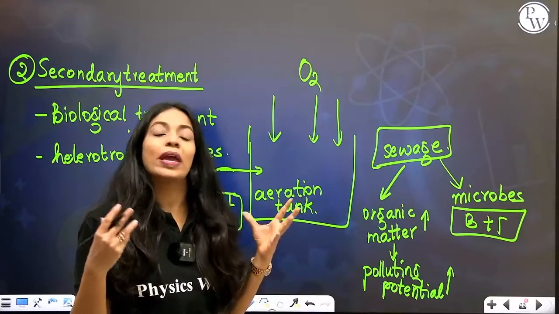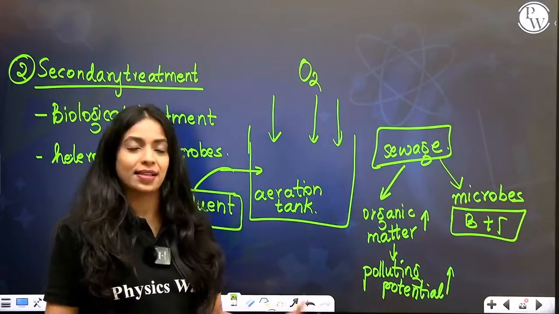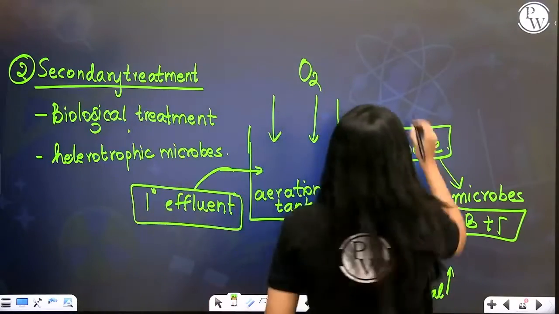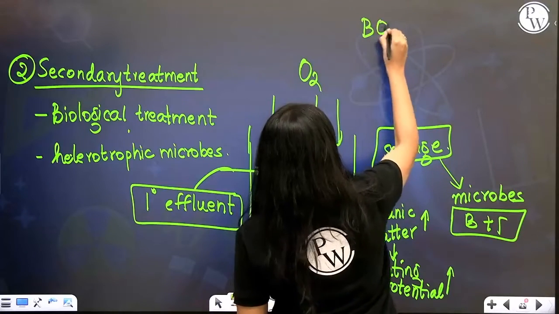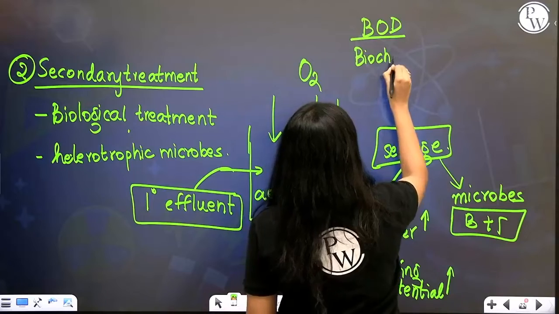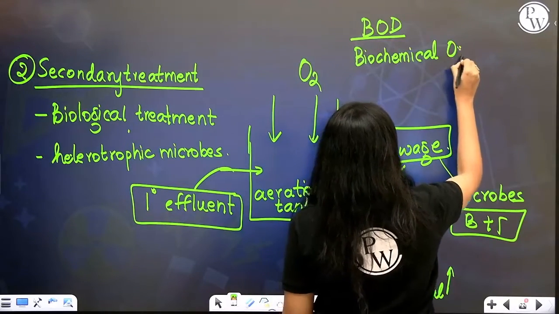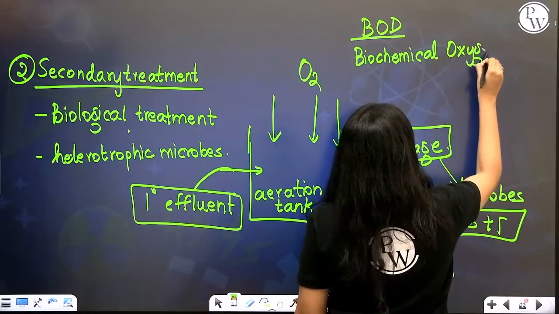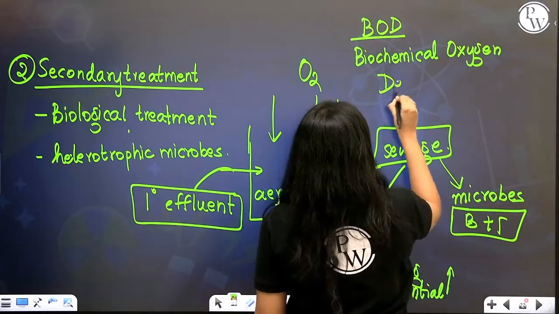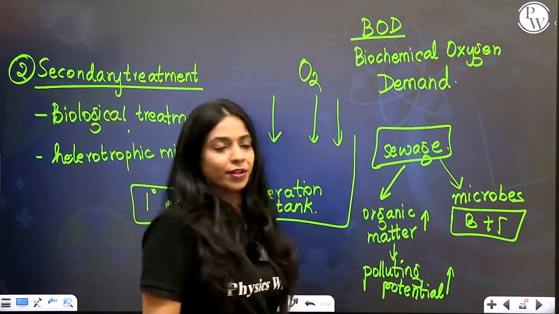Now, is there a way we can measure how much polluting potential a water sample has? Yes, there is. We can measure it in terms of what is called BOD. BOD is short for biochemical oxygen demand. Now, what exactly is this biochemical oxygen demand?